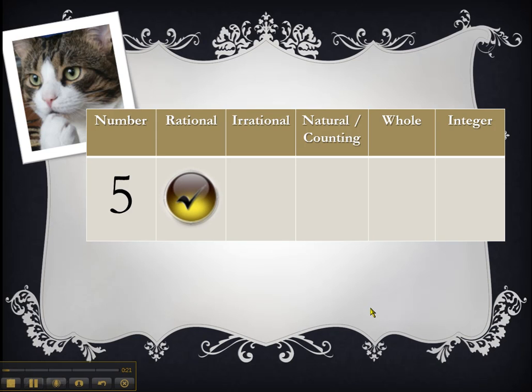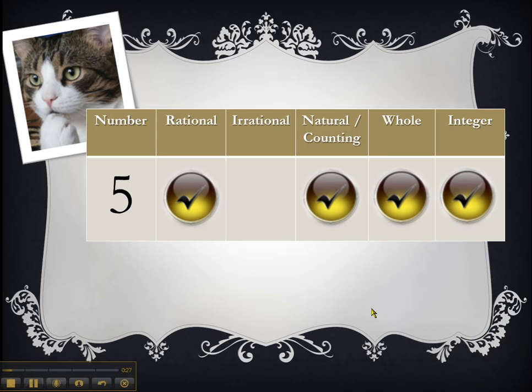Alright, 5 is rational, natural counting, I would count with it, whole, and an integer. It's rational because it does terminate.